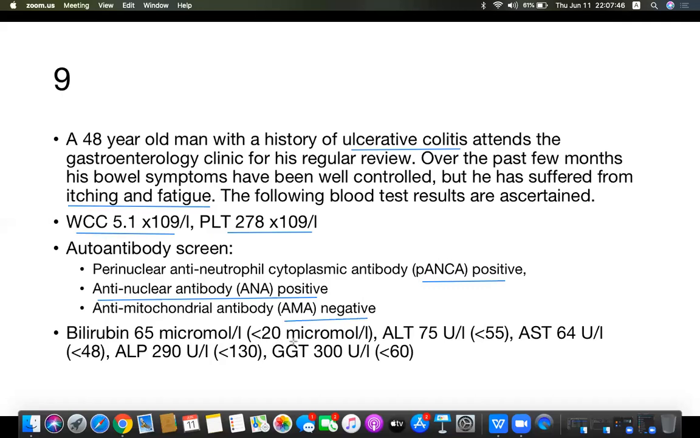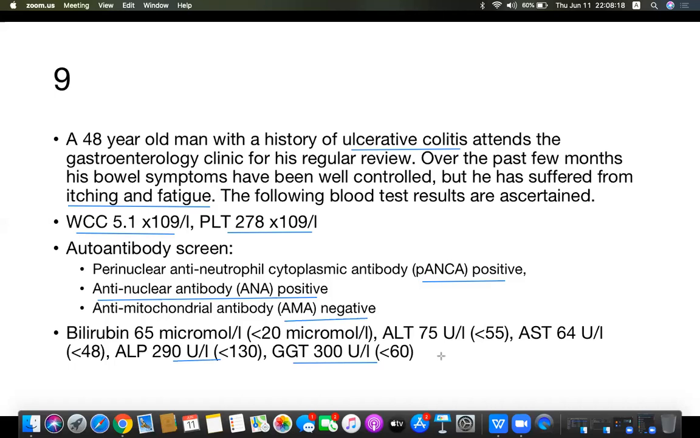Bilirubin is high. The normal value is less than 20; it is 65 here. ALT is also high, AST is also high, ALP is high, and GGT is also high. Now, if I analyze all these, the liver is affected, there's no doubt about it. But which component inside the liver is affected? Is it the hepatocyte or is it the biliary channel?